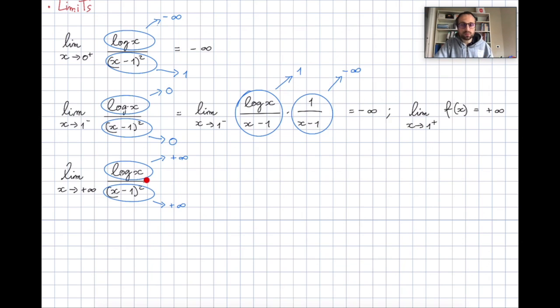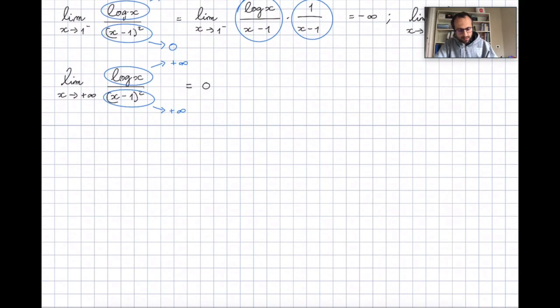However, we need to recall that the log goes to infinity with order very small. In particular, it goes to infinity with order less than 2, which is the order of the denominator. So in some sense, we can say that here the denominator wins and the numerator loses the game. And so in this case, if the denominator wins, it means that we have something like the plus infinity in the denominator, and so the result here is nothing but 0. Okay, so the limits are done.